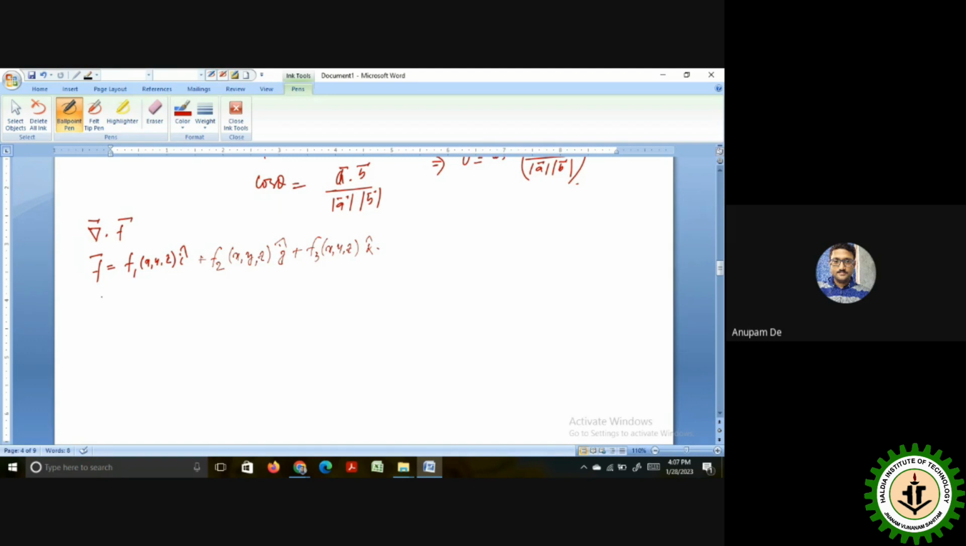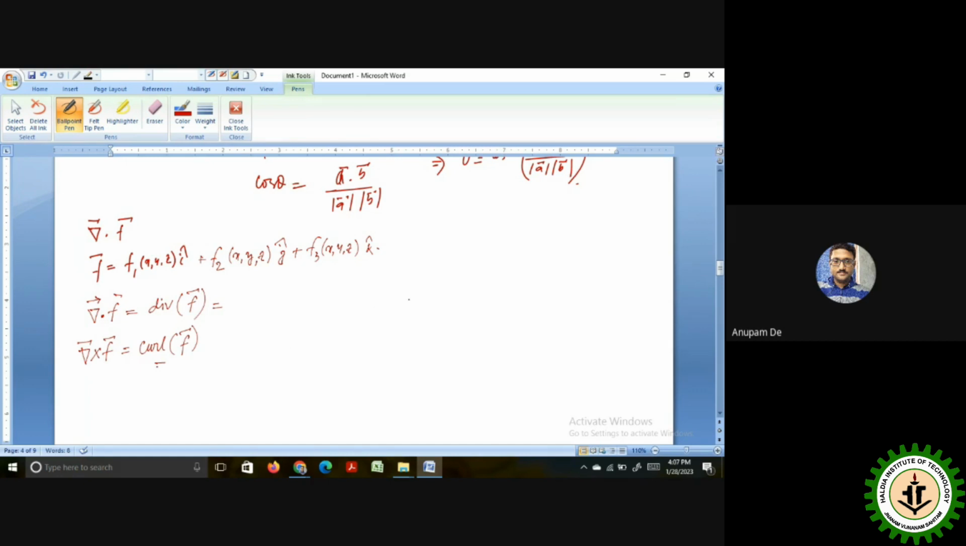Whenever nabla operates on a vector, there are two types of operation. One is nabla dot f, and the other is nabla cross f. Nabla dot f is called the divergence of f, and nabla cross f is called the curl of f. Curl gives the rotational property of the vector field f, and divergence tells whether it is a source, a sink, or solenoidal.